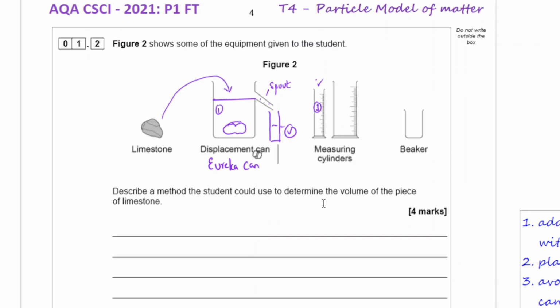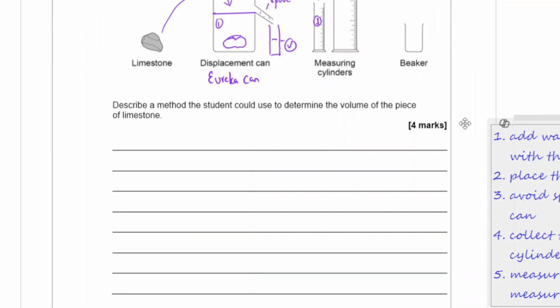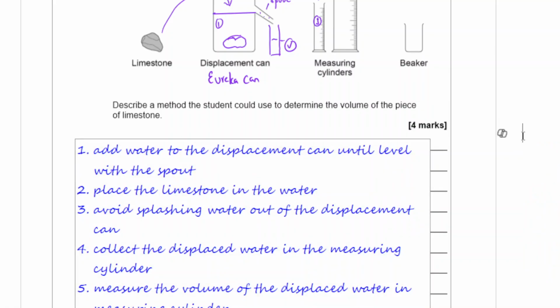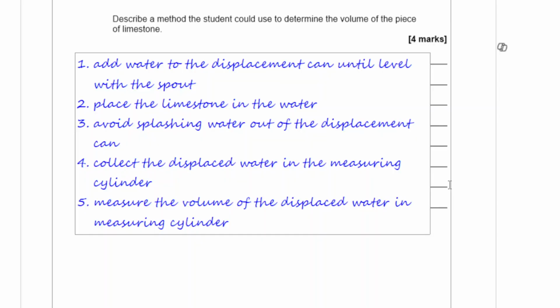So how do you write the answer for this? Here's the model answer. Add water to the displacement can until level with the spout. Place the limestone in the water. Avoid splashing water out of the displacement can. Collect the displaced water in the measuring cylinder. Measure the volume of the displaced water in the measuring cylinder, which will be equal to the volume of the limestone.